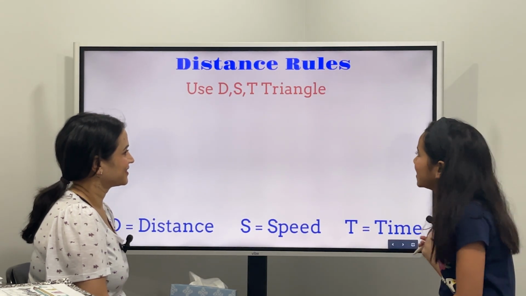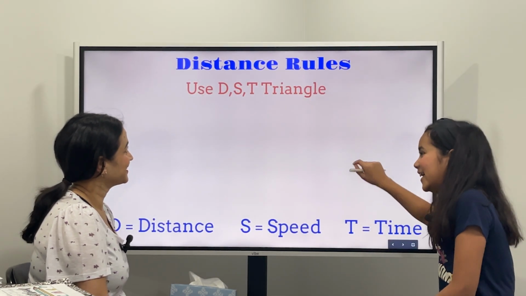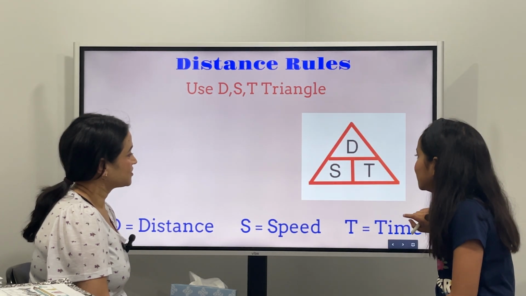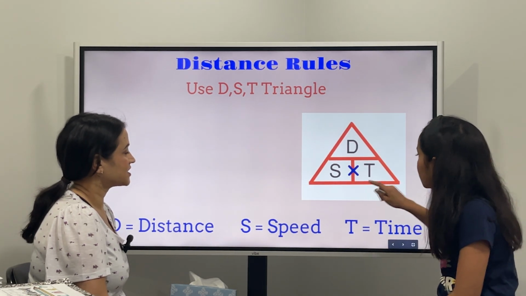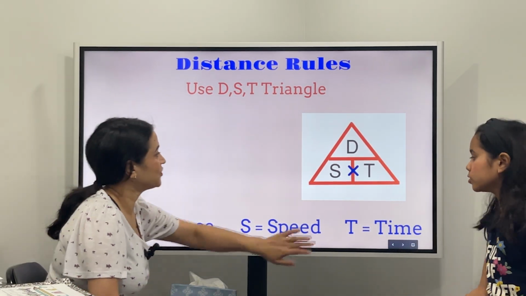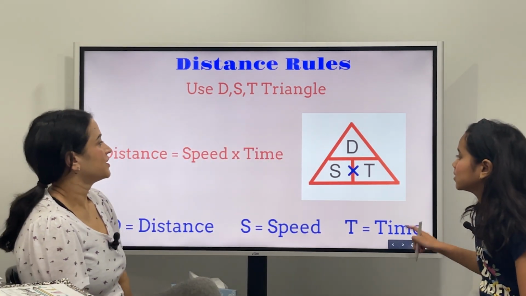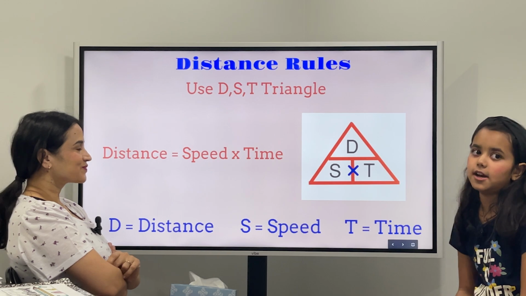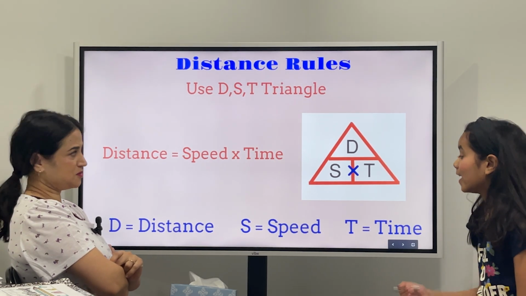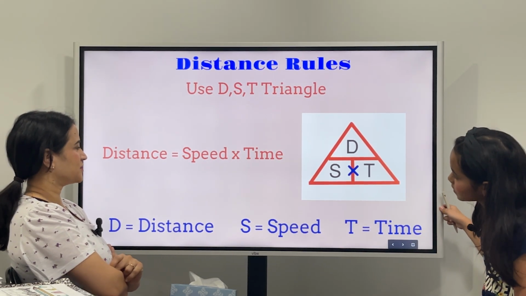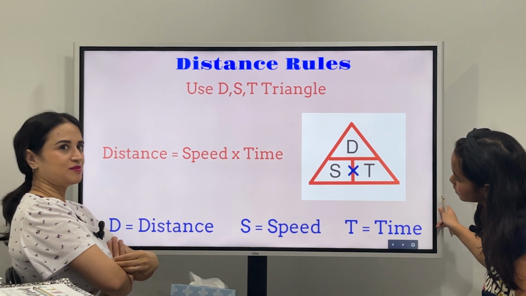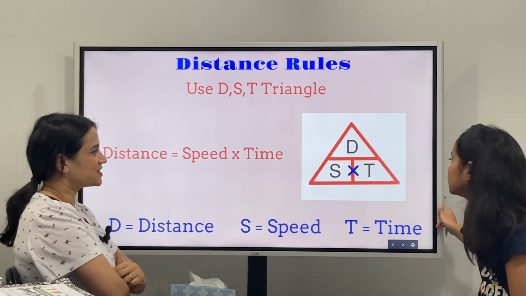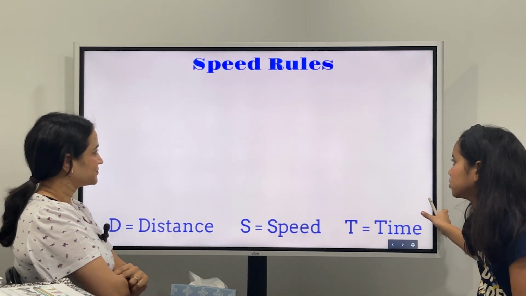So we have this here again. So the rules are: distance equals speed times time. Seems like distance is the bigger of them. Speed and time, right? Okay, let's do the next one.